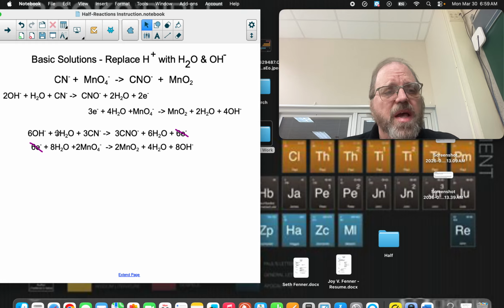Okay, hydroxides. I have 6 and I have 8, so I'm going to lose all of my hydroxides on the left and all but 2 on the right there. And then waters, I have 8 plus 3, which is 11. 6 plus 4 is 10, so we only do 1 water in it.